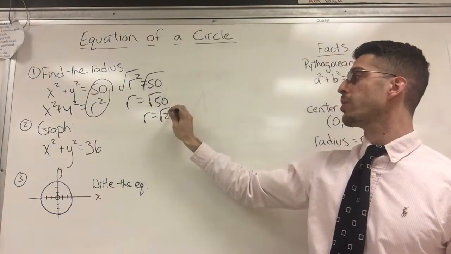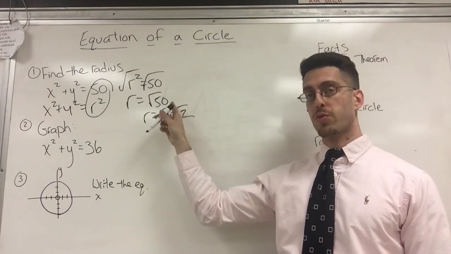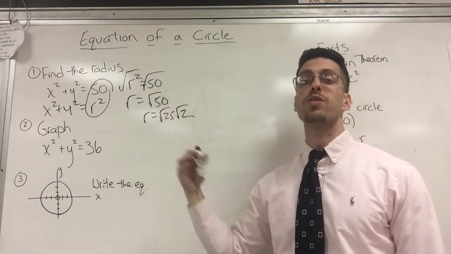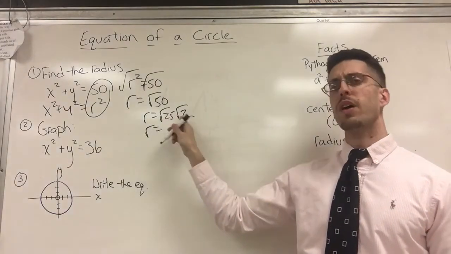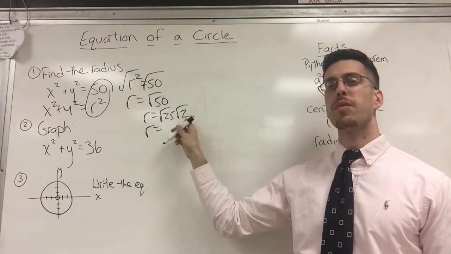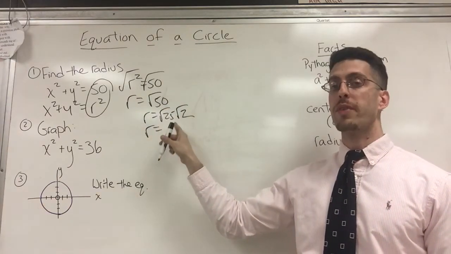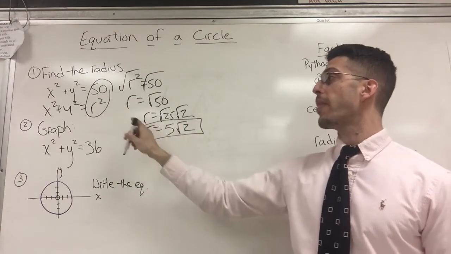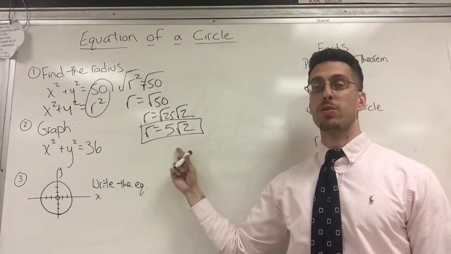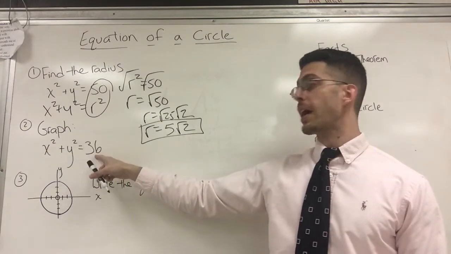R equals square root of 25 times 2, right? Radical 25 times radical 2 is really radical 50. Remember this? It's called simplest radical form. So R equals, why did I use 25 and 2 instead of 10 and 5? Because I needed to factor the 50, where one of my factors is a perfect square. So that's 5 radical 2. And that is my radius, 5 radical 2. Okay? Practice again.